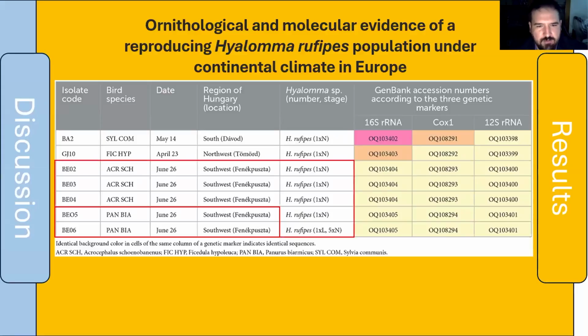At the same location where we found the ticks on the Panurus biarmicus, we found 9 nymphs and 1 larva in total. All of them were found on June 16th of 2022, which is in the breeding season of another species, the sedge warbler. We conducted molecular analysis on these ticks, and based on the 16S rRNA, we found that those from the same place differed from the other 2 nymphs we found elsewhere, but they belong to the same genetic background.